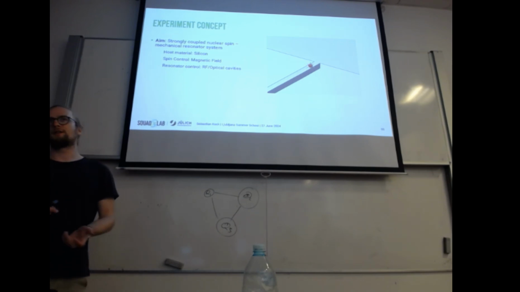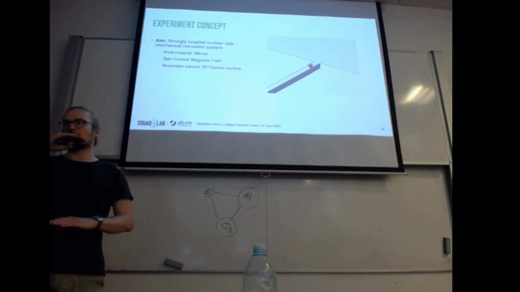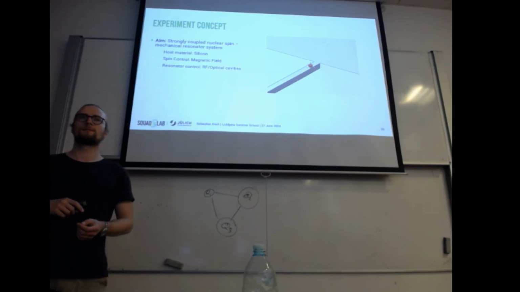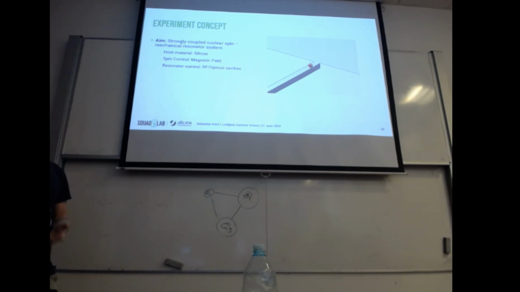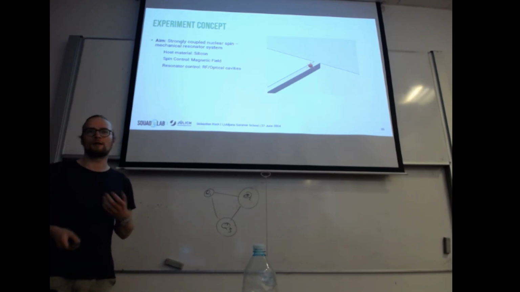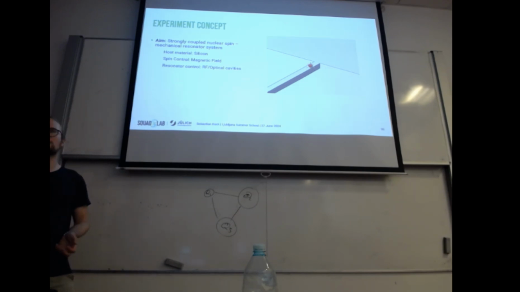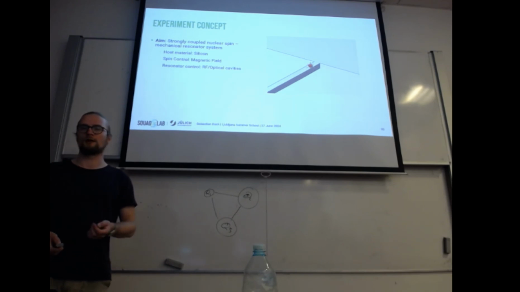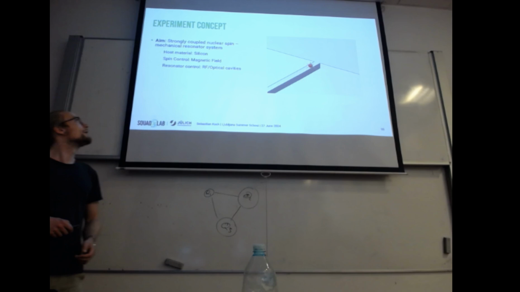Then you have to apply a magnetic field to separate the levels of the nuclear spin. And you have to implement some readout electronics, maybe in superconductivity, maybe some optical means. I will mention this in the end.